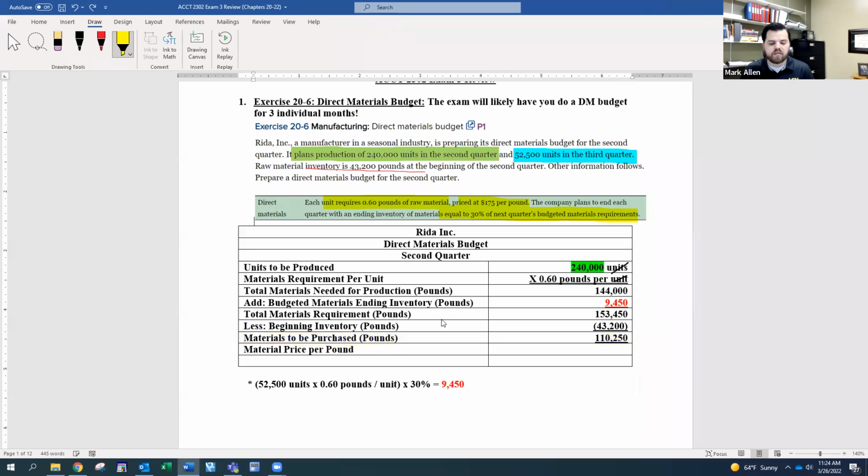So that means that what we still have to do is multiply by price per pound. Notice what that'll allow us to do. That will allow us to cancel our pounds right there and leave us with dollars, or just our price. That's what we were wanting. Okay. Now, in the text, we are told that the price is $175 per pound. So we can go ahead and do that. And this gives us our budgeted cost of direct materials purchases. And that is what, $19,293,750.